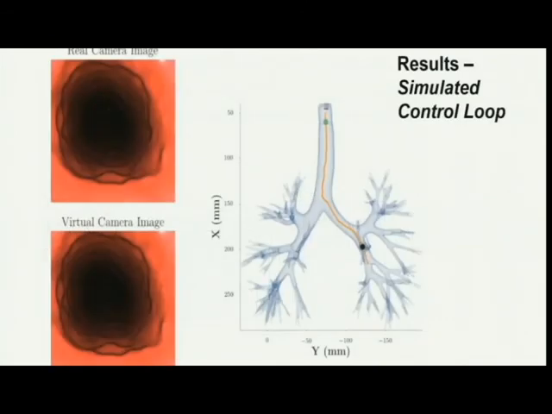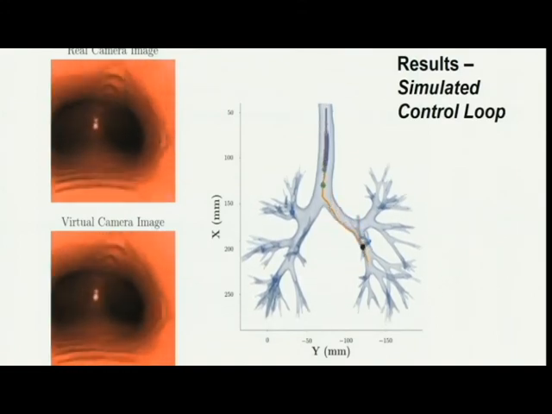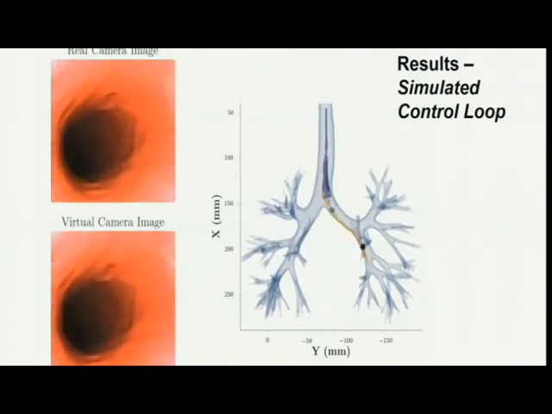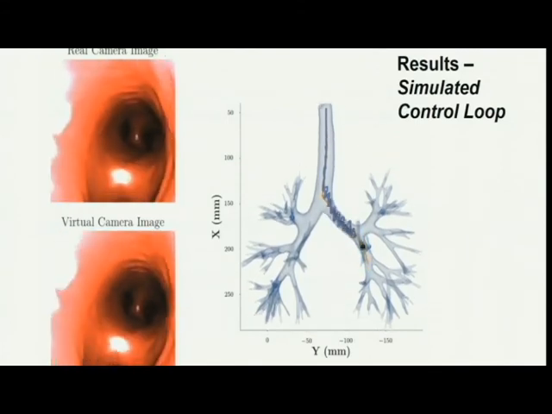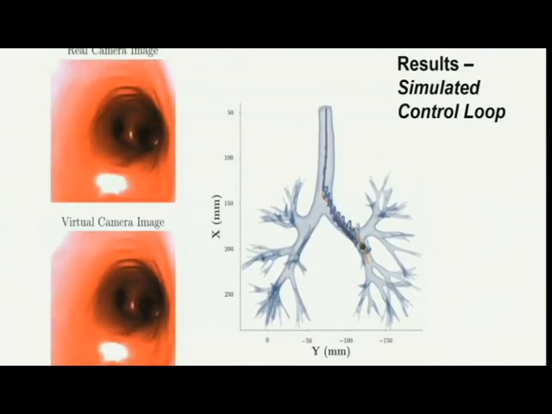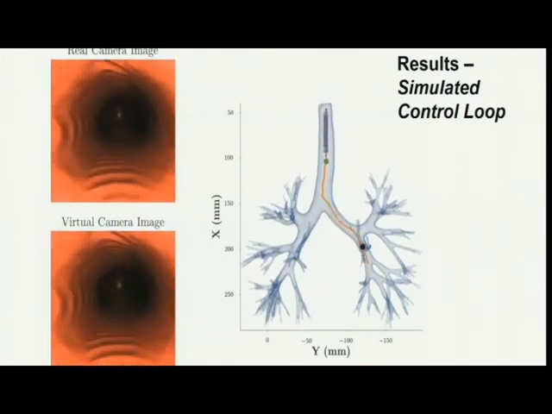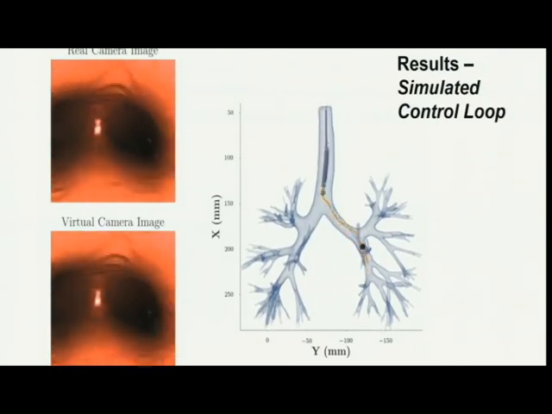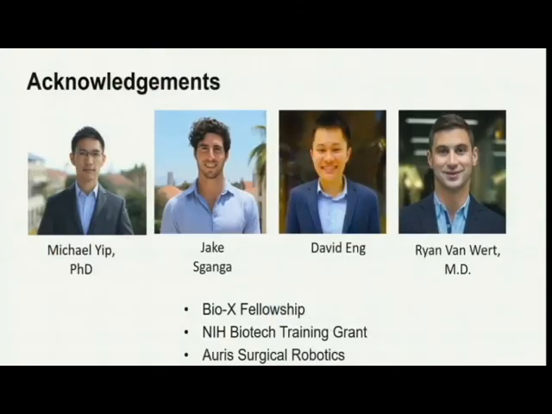And again, no surprise that if you do this in simulation, where this is a simulated virtual image and a simulated real camera image, they look pretty similar. They stay very well aligned as you move down the lung. Of course, this will be a lot more challenging when we get to the real images, as we're just starting to. Yes, so this handles the motion nicely.